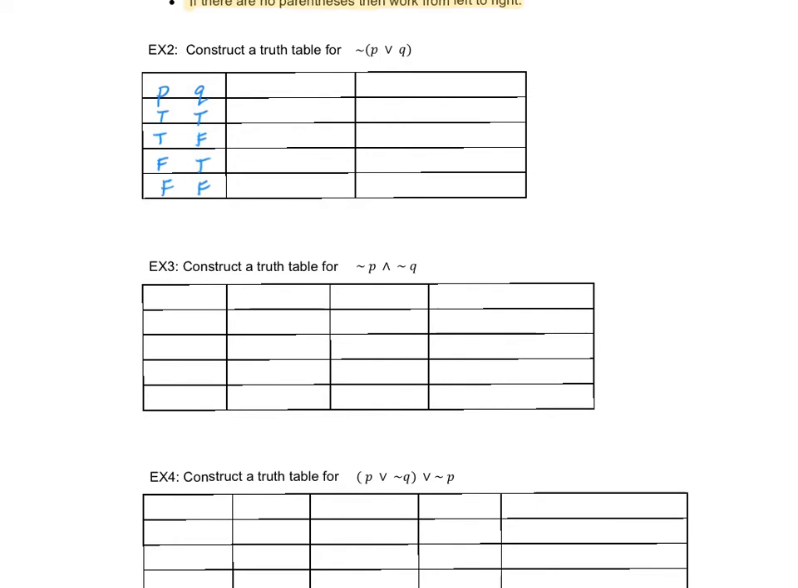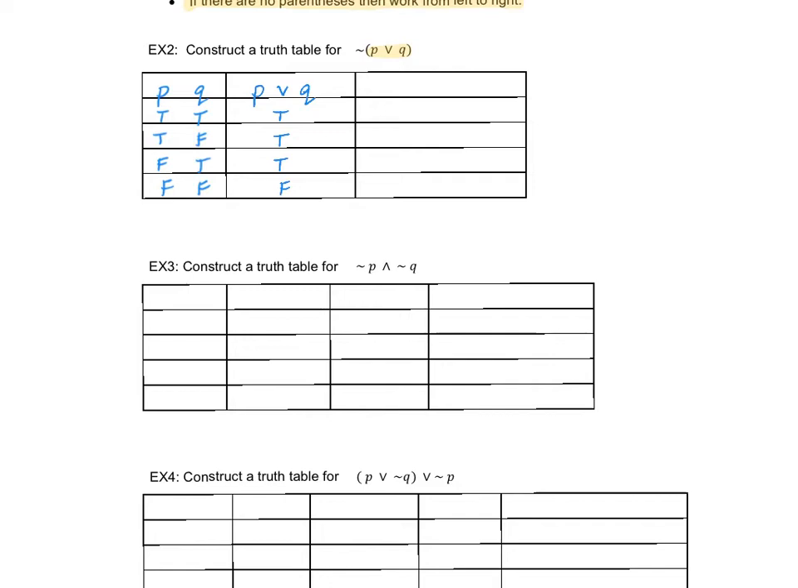Now I'm going to work within the parentheses first, P or Q. And it's an or statement. So true, true is true. True, false is true. False, true is true. False, false is false.